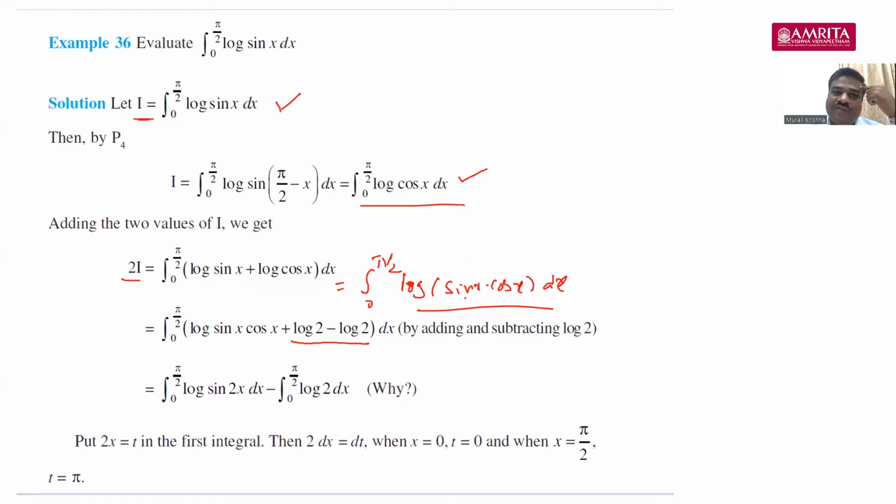Whenever sin x cos x comes, you cannot do anything. So ultimately, the logic here is that we want some coefficient 2 here. If we have 2 sin x cos x, this will become sin 2x. So to get 2 here, they added log 2, and here they subtracted log 2. And log 2 plus log of sin x cos x will become log of 2 sin x cos x, which is nothing but log of sin 2x under the limits of pi by 2. And what about this minus log 2?